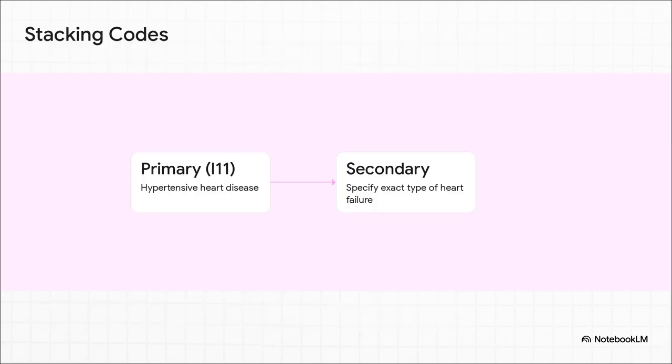And this brings us to the art of manifestation stacking. Your primary base code, which is category I-11 for the hypertensive heart disease, drops in first. But you're not done. It's followed immediately by your secondary support code from category I-50. That secondary code specifies the exact type of heart failure if it's present. So hypertension plus heart failure equals I-11.0, directly followed by your I-50 support code.